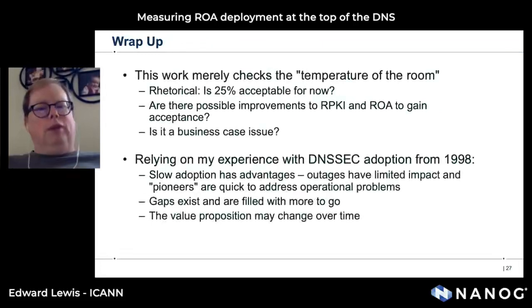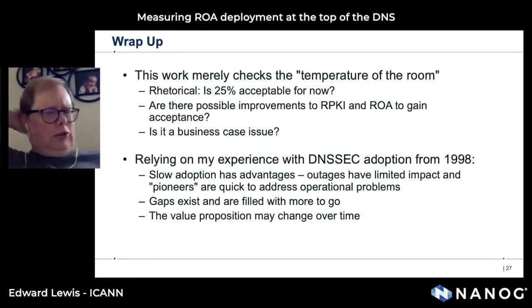And so in wrap up, the work that I've done here is merely checking the temperature of the room. Is 25% acceptable for now? Maybe, maybe not. Are there possible improvements for this to go forward? And is it a business case issue? I've always heard about the DNSSEC business case not being made. I think that it's probably very hard to make that.